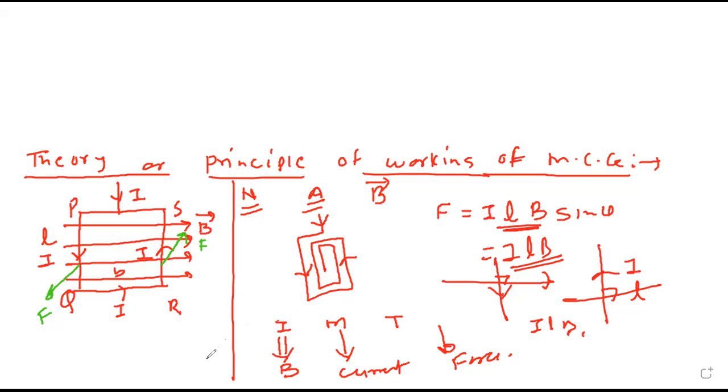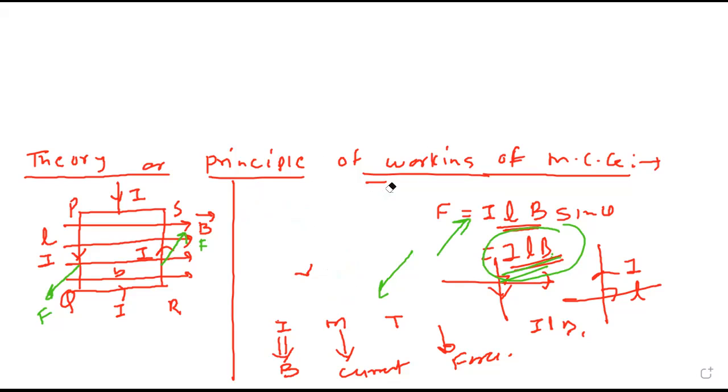Okay. So you got two forces. One is acting on PQ, other is acting on RS. Are they equal in magnitude? That is ILB. The magnitude of both is the same, ILB. But direction, one is outward, other is inward. Any special name for equal and opposite force? It is called couple. So these equal and opposite forces will form a couple, which will produce deflecting torque. Torque means it will rotate this.